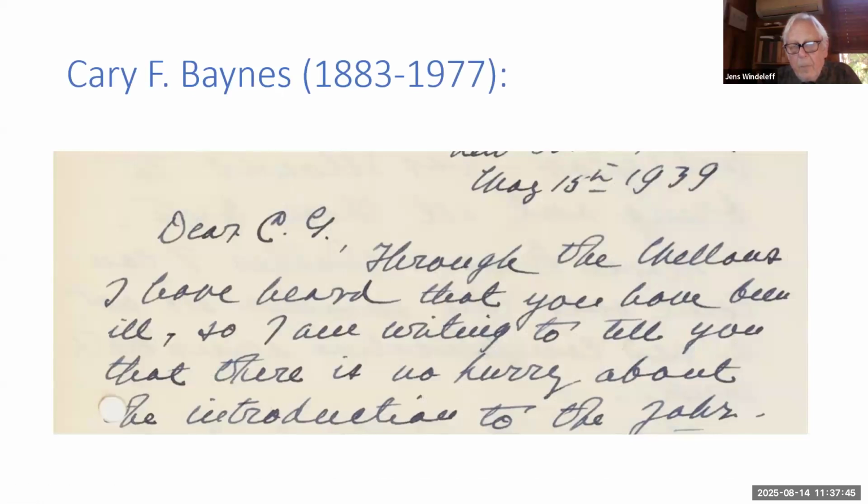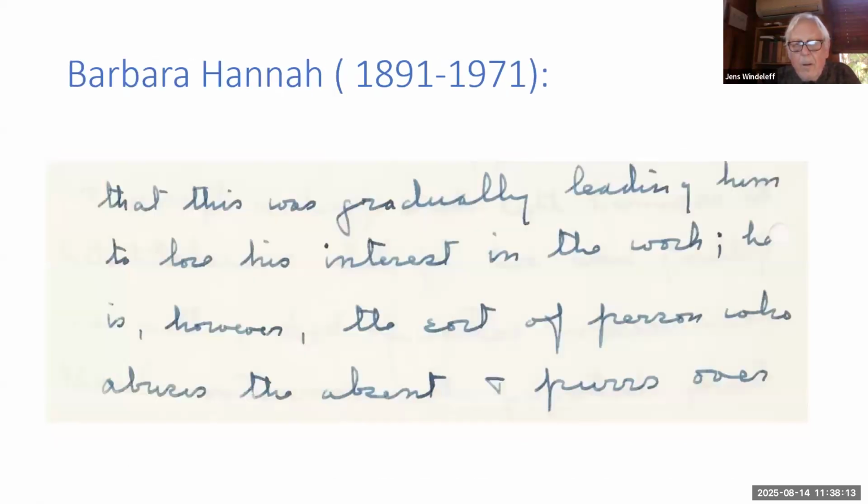And here we have Cary F. Baynes. She was a very good American woman who helped with lectures and books, editions and all that. And later on she translated the I Ching, the English version of the Chinese book or oracle book. And here is an English woman, Barbara Hannah. It's a very odd handwriting. I hope you are graphologists, all of you.